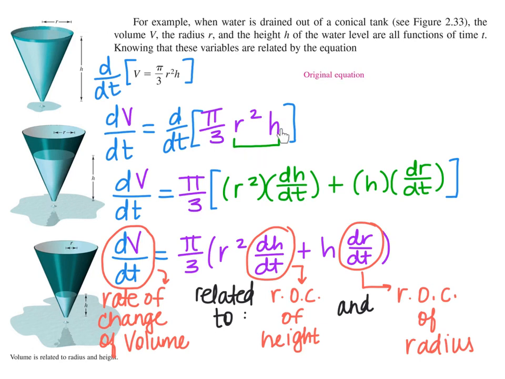I'm going to use the product rule here. And remember, with implicit and the chain rule, I'm going to need the d over dt applied to h and to r. So that's why you have dh over dt and dr over dt. So you can do a lot with that, especially when you're plugging in values to solve for one thing or another. But in a nutshell, this is something that I would end up with here. If I'm looking for the rate of change of the volume as water is being drained out of this tank, it's going to be related to the rate of change of the height and the rate of change of the radius of this cone.